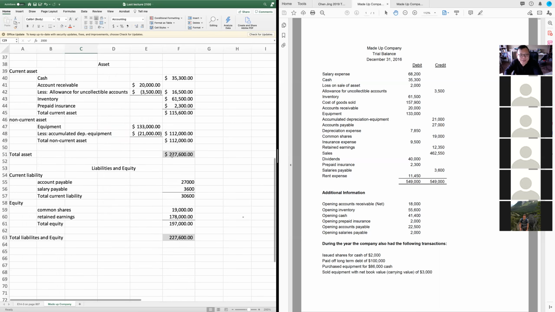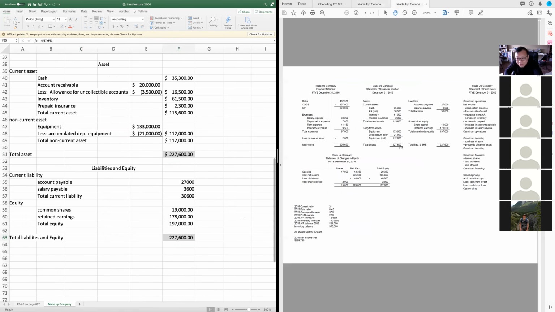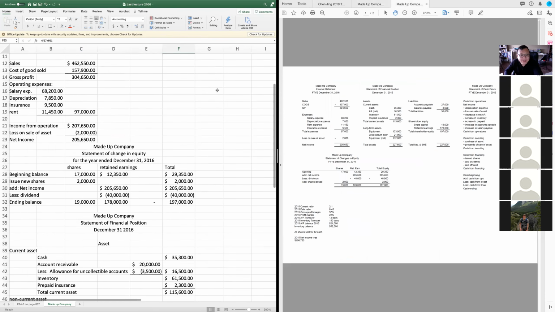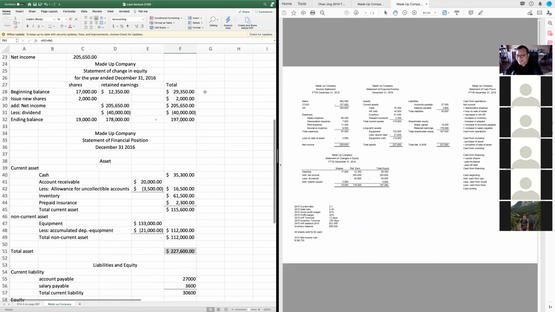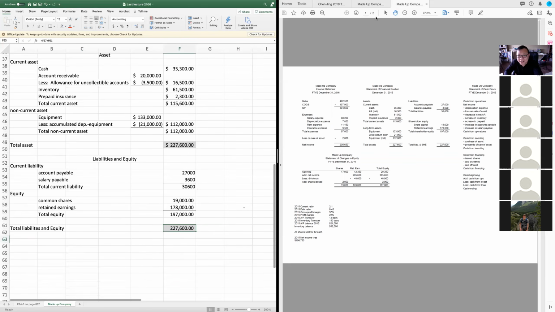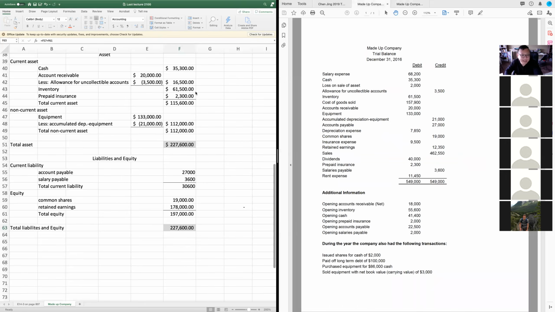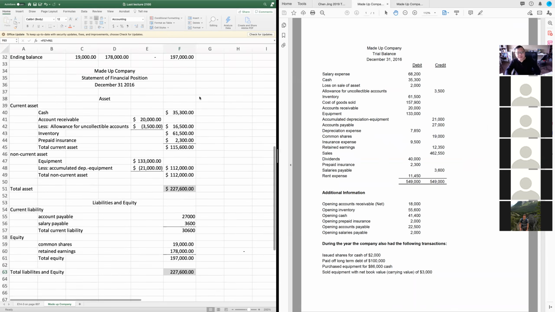Whew. Now it's balanced. Take a look. Now it's beautifully balanced. And the number is 227,600. Okay. So are we okay with this? The first three statements. Is there any question? Are we okay? Mine's still not balanced, but I'm just checking to make sure I've got everything. Okay. Well, you have got a 227,600.